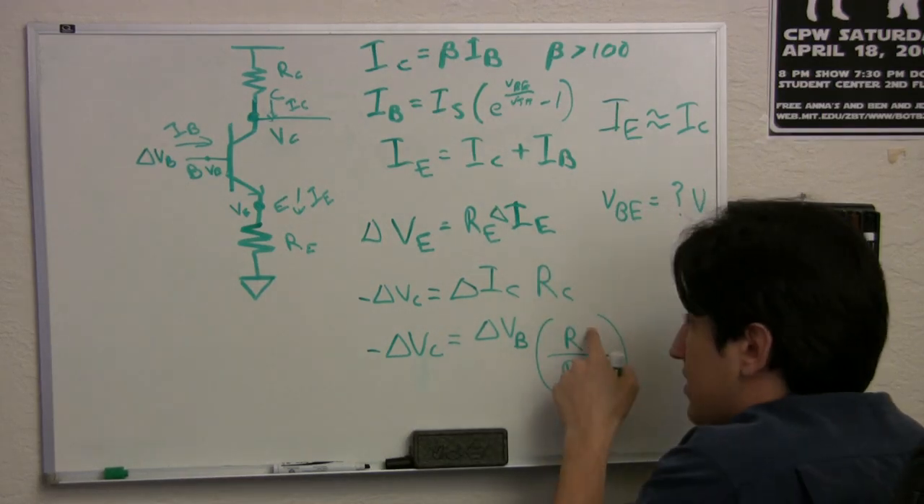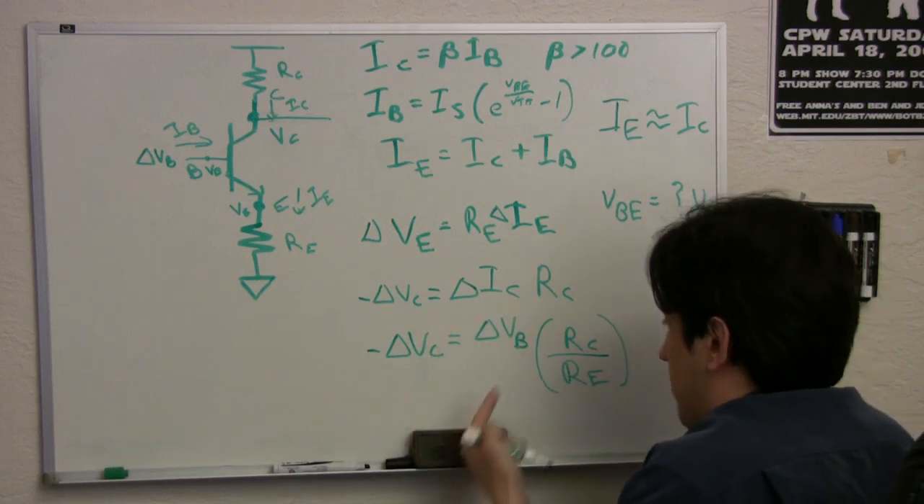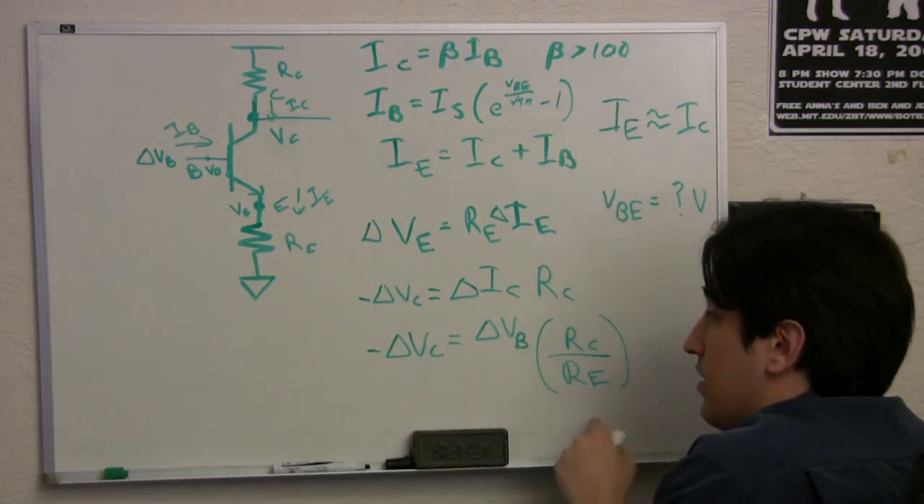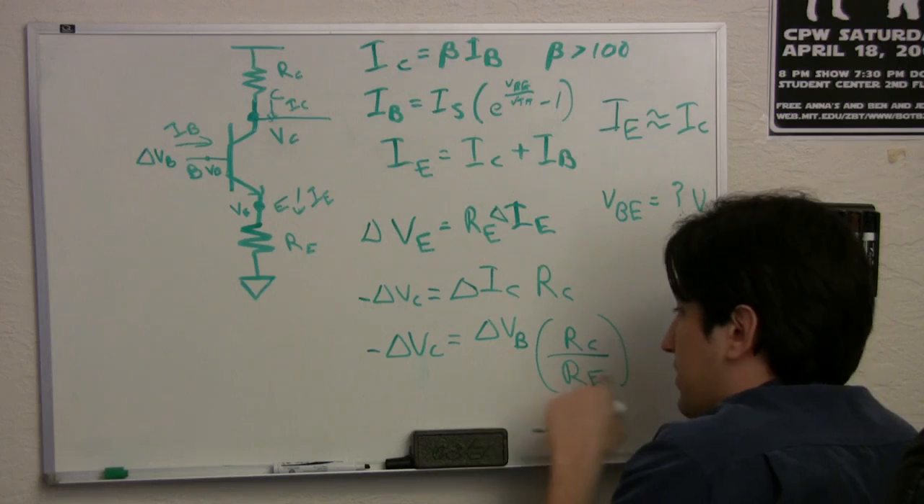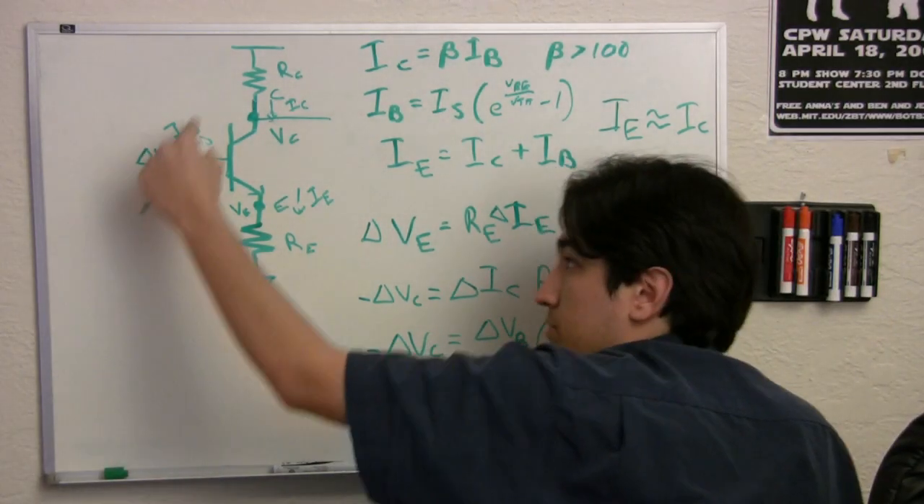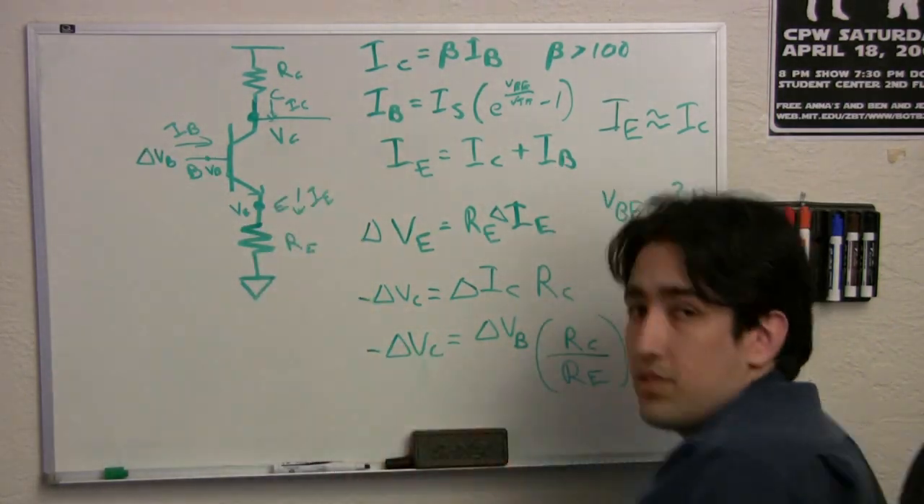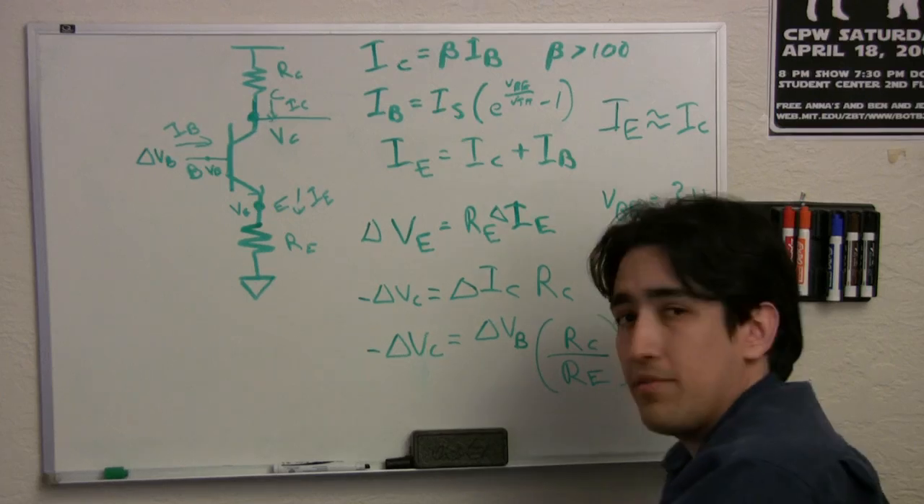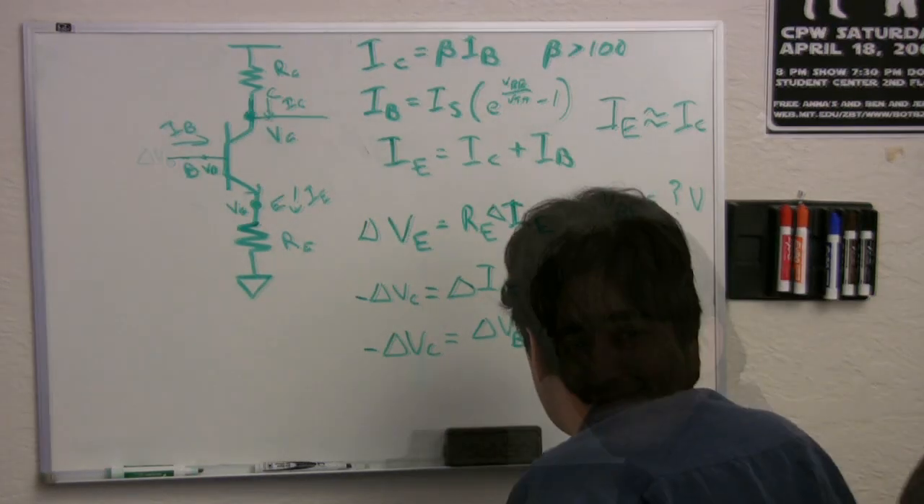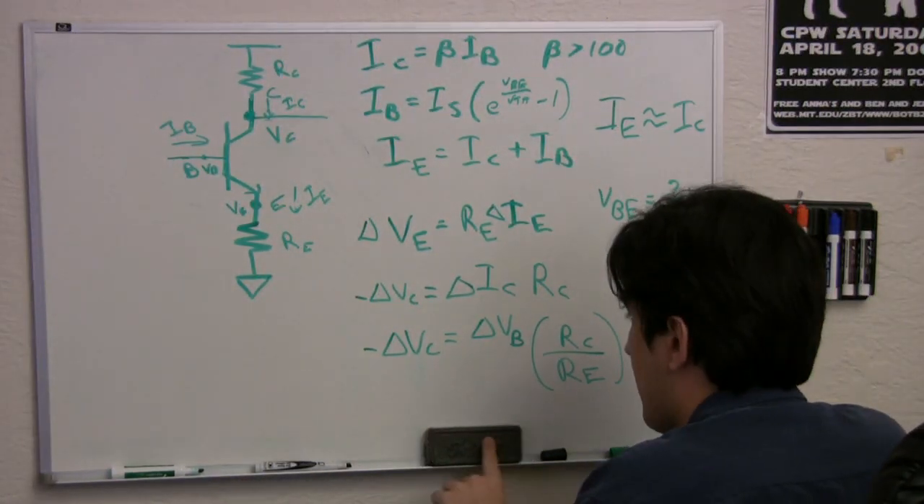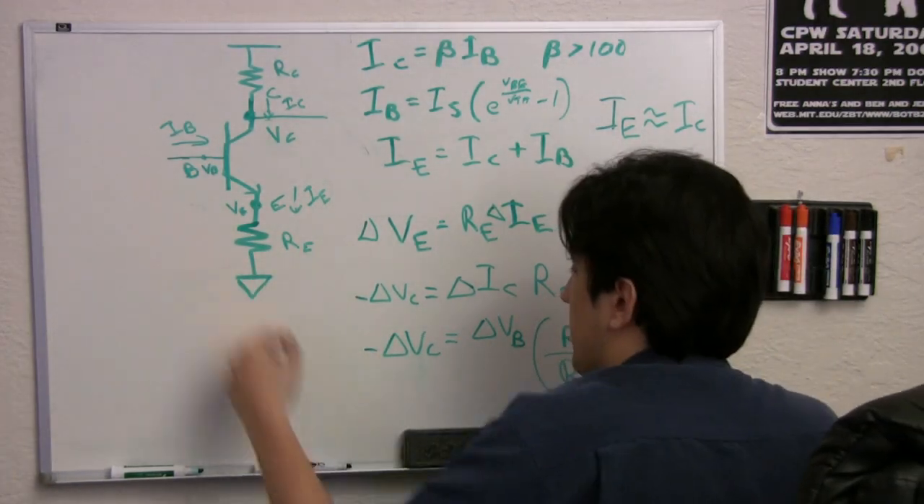Because I can make RC to be 10 times RE, and then I have a multiplicative factor of 10 times whatever I wiggle my input by, and that's what shows up at the output. This is an amplifier. So you can see how we can get an amplification at the output based on a wiggle at the input.